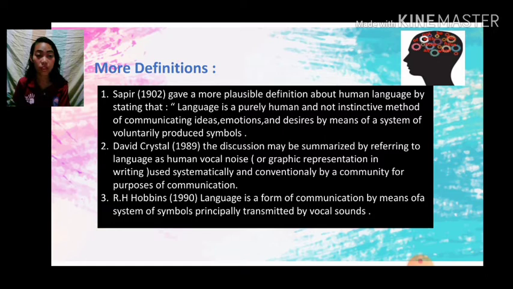Sapir gave a more plausible definition of human language by stating that language is a purely human and non-instinctive method of communicating ideas, emotions, and desires by means of a system of voluntarily produced symbols. According to David Crystal, in 1989, the discussion may be summarized by referring to language as human vocal noise or graphic representation in writing, used systematically and conventionally by a community for purposes of communication. And last, according to R.H. Robins, 1990, language is a form of communication by means of a system of symbols principally transmitted by vocal sounds. These three gave more definitions of how important language is.